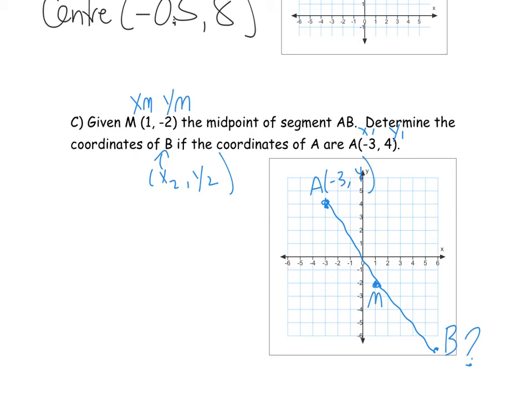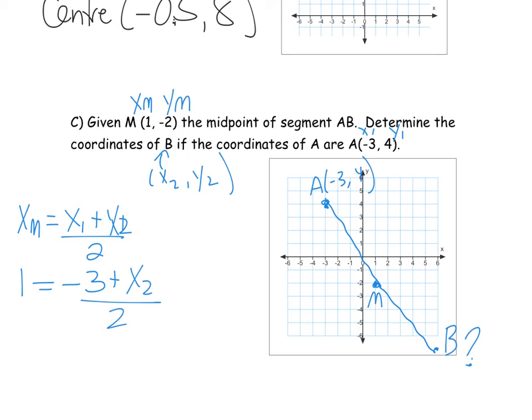So I'm going to use my midpoint formula, xm equals x1 plus x2 divided by 2. The difference is now I'm putting in my xm. I know my xm is 1. I know the x1 is negative 3. I don't know the x2. Sorry, I made a mistake there, that was x2. And I divided by 2. Now I need to solve for x2. I need to isolate it.